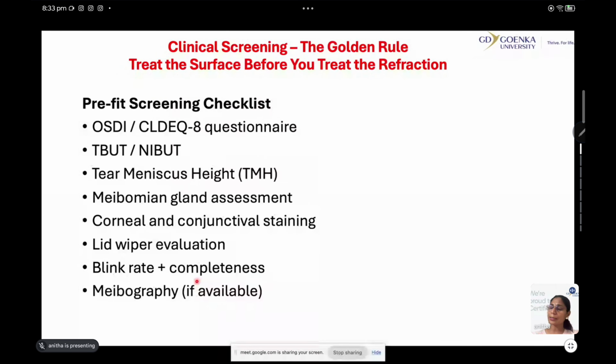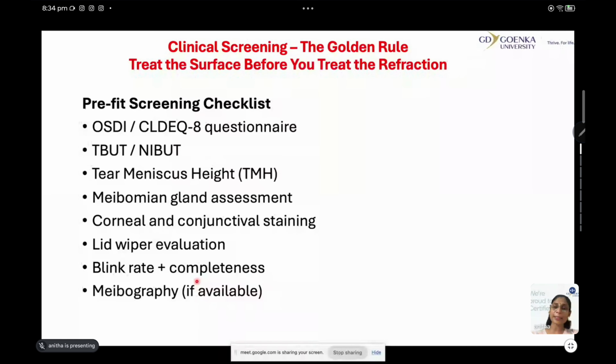And of course, meibomian gland assessment with a slit lamp examination, you can know. Corneal and conjunctival staining, again, just a slit lamp with fluorescein and lissamine green, you can stain the ocular surface. Lid wiper evaluation, again under the slit lamp. Blink rate and completeness, again, direct observation. And meibography, if you have access to a meibographer, then nothing like that. But if you're starting early, you don't have to invest in that.